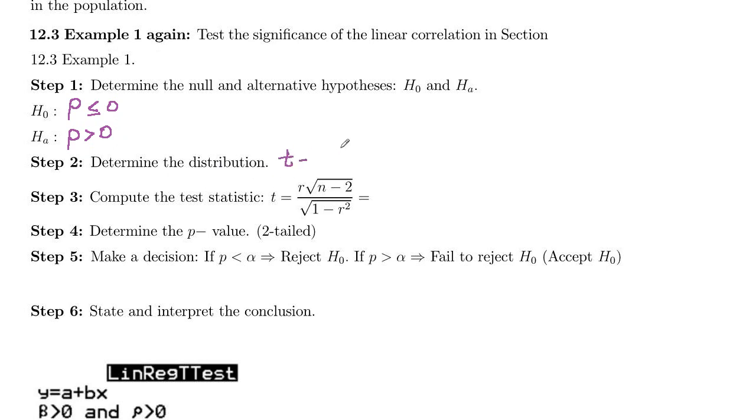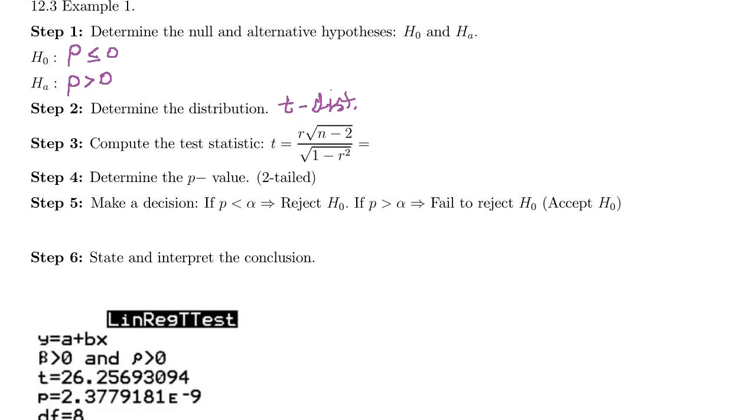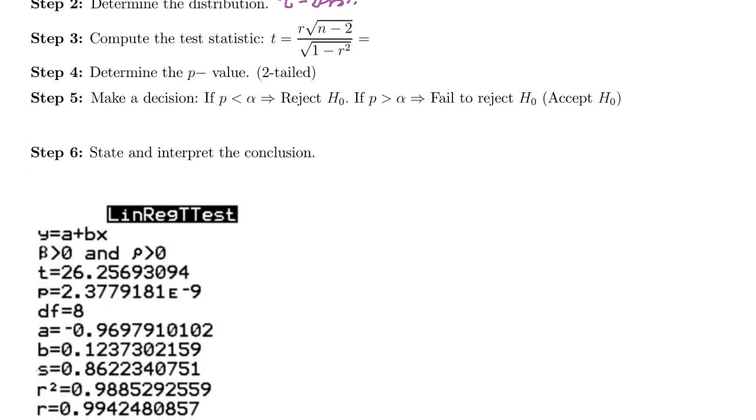Step 2, determine our distribution. For t-tests of the regression coefficient or the correlation coefficient, we always use the t-distribution. Compute our test statistic. So our test statistic here is R times root n minus 2 over root 1 minus R squared. So you could plug in your correlation coefficient and your n, plug that into the calculator. However, when we did our regression on the calculator, it gave us that value. So the t is right here, 26.2569, so 26.3 approximately.